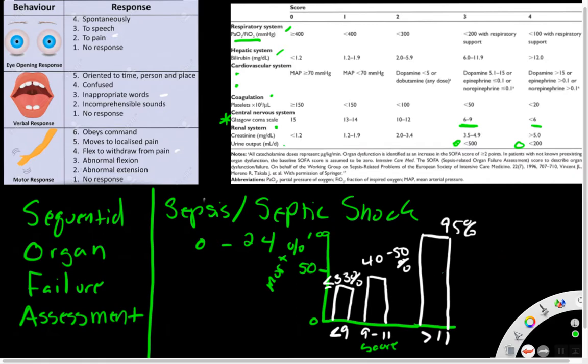So that's everything in a nutshell as far as the SOFA score and the GCS. For the GCS, I do expect you to be able to calculate a GCS given a scenario. For the SOFA score, I just expect you to understand the severity of the patient's sepsis or septic shock given this situation and mortality rates associated with it. I don't expect you to calculate a SOFA score or anything like that. It's just more or less to add gravity to a scenario and understand where the clinical trajectory is going.